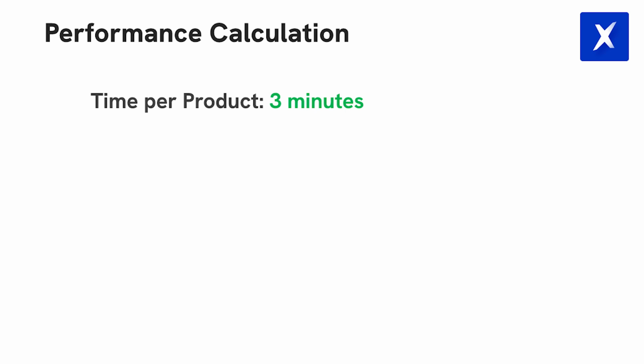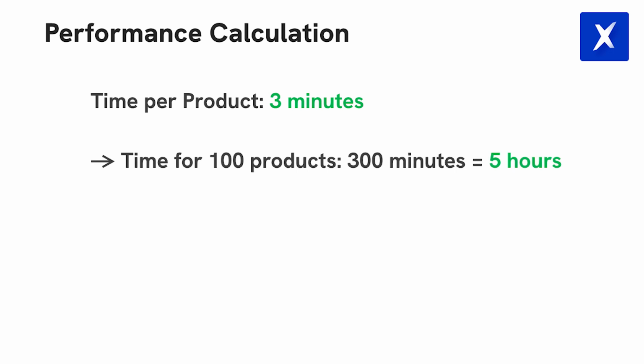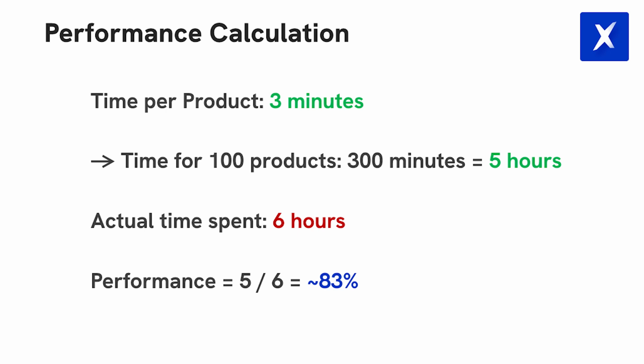So let's look at a simple example. If a machine in perfect condition can, under optimal circumstances, produce one item in 3 minutes, the net runtime for producing 100 items would be 300 minutes, or 5 hours. Now, if producing those 100 items actually took 6 hours, that would mean performance is 5 divided by 6, or roughly 83%. Now, the third of the three OEE factors is the simplest: quality.